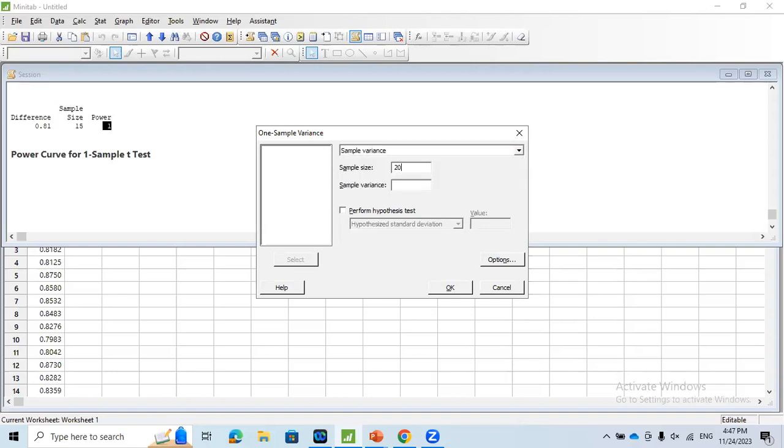Sample size is 20, right? Okay. And the sample variance is 0.0153. We would like to perform a hypothesis test. Perform means do or include. The hypothesis standard deviation is 0.01, right? We want to get this value, 0.01.